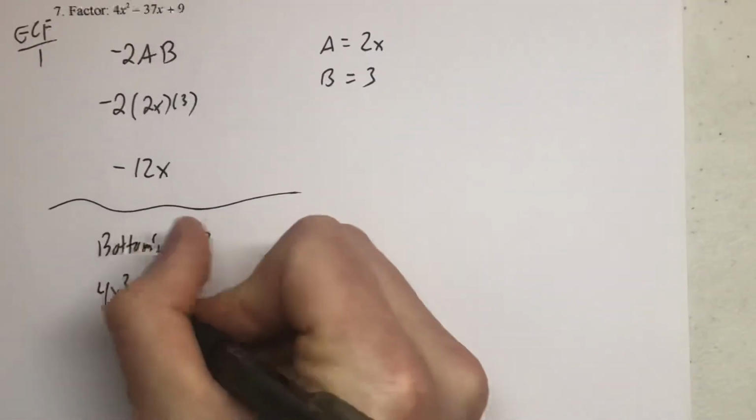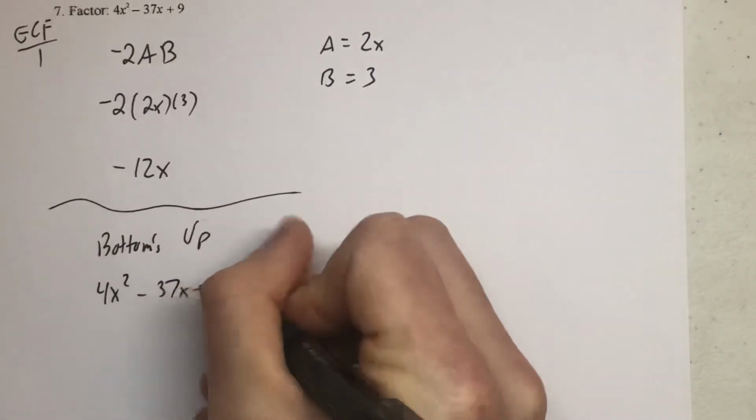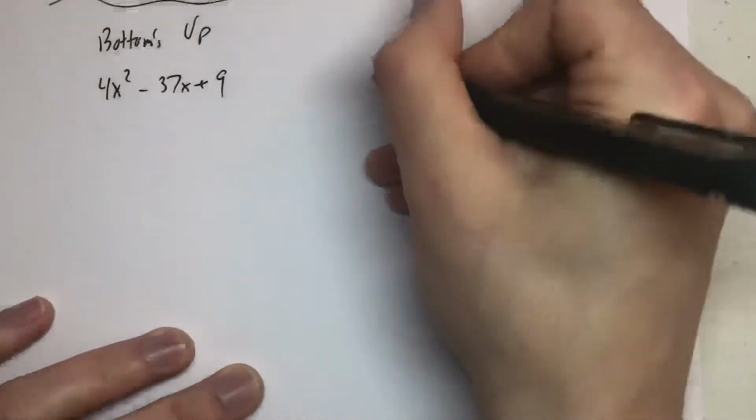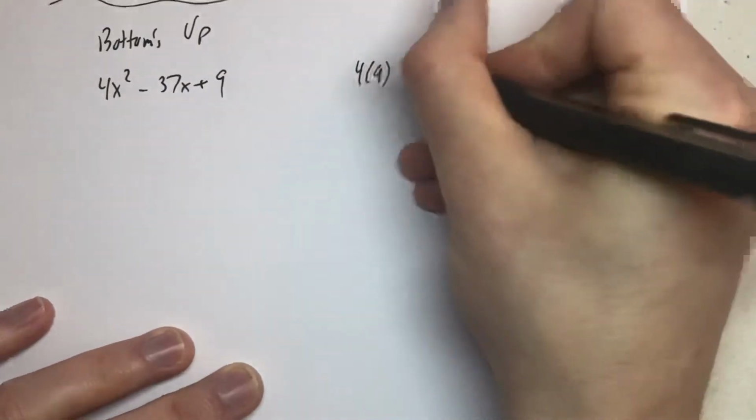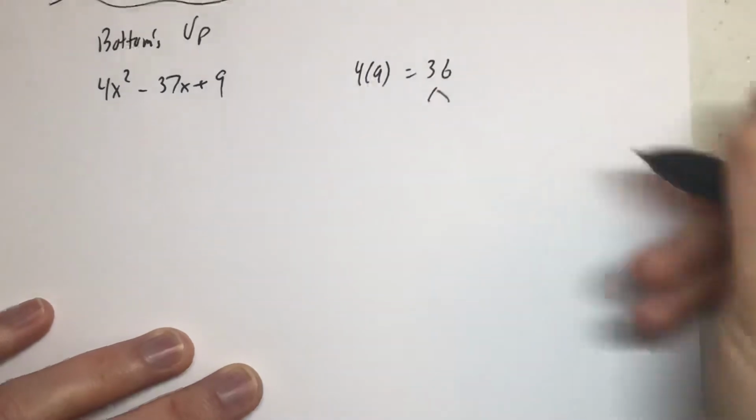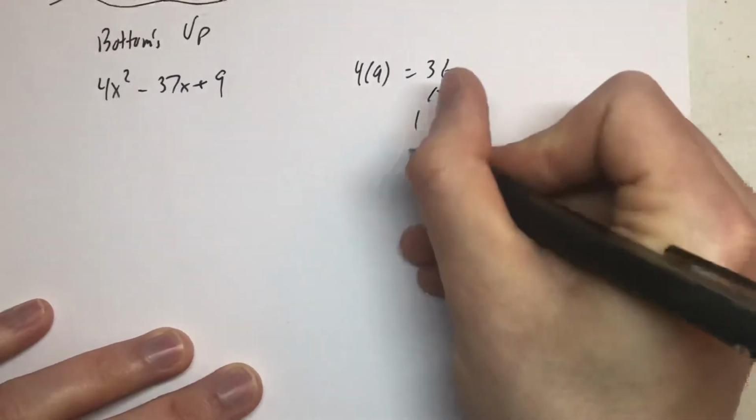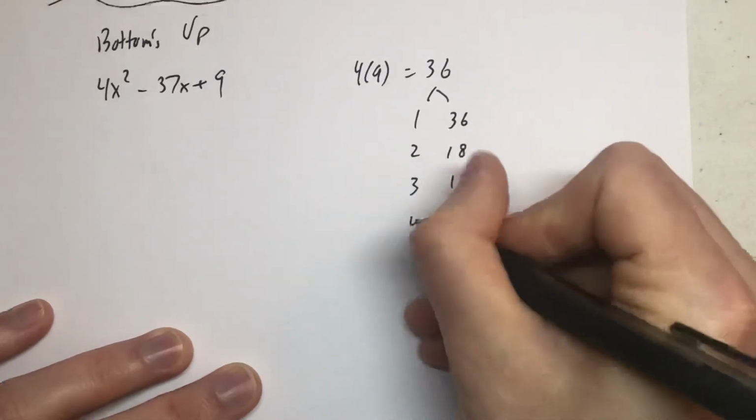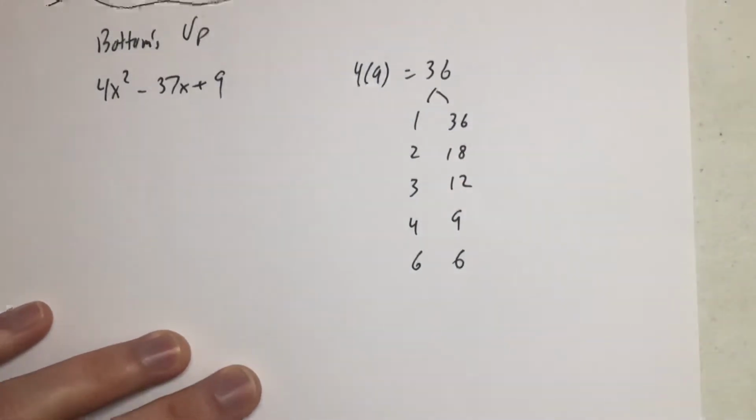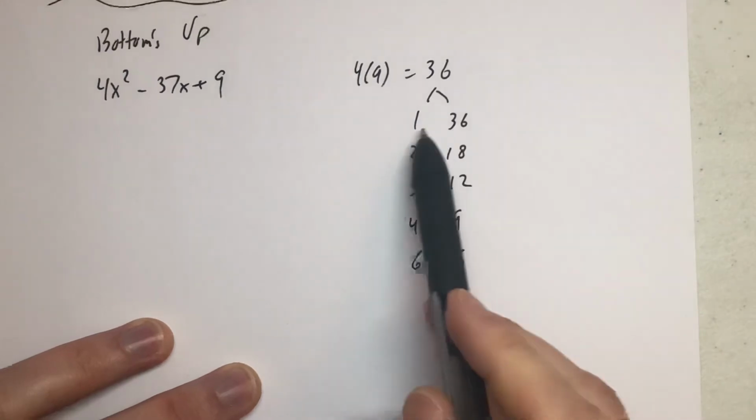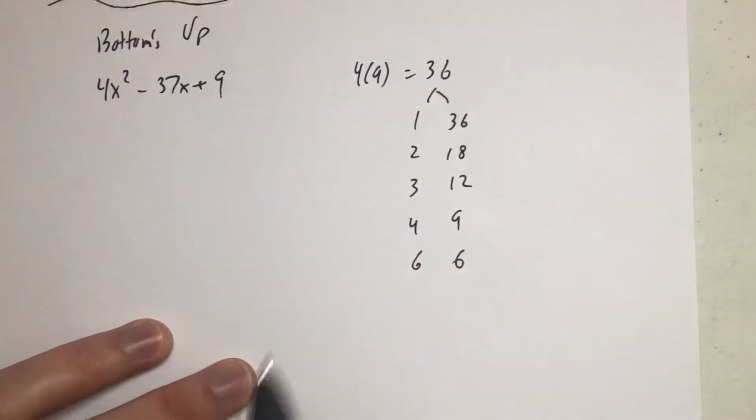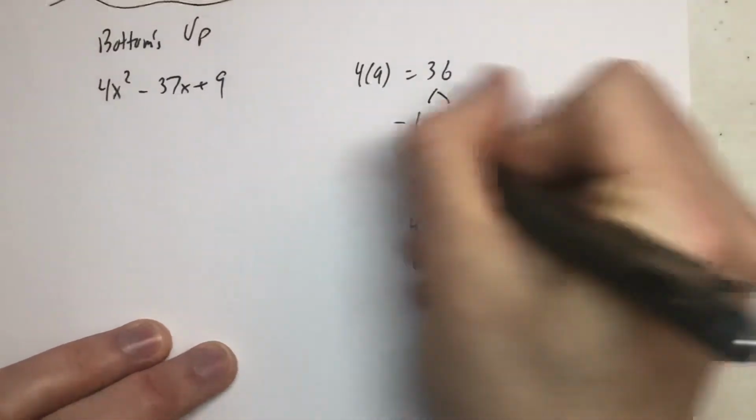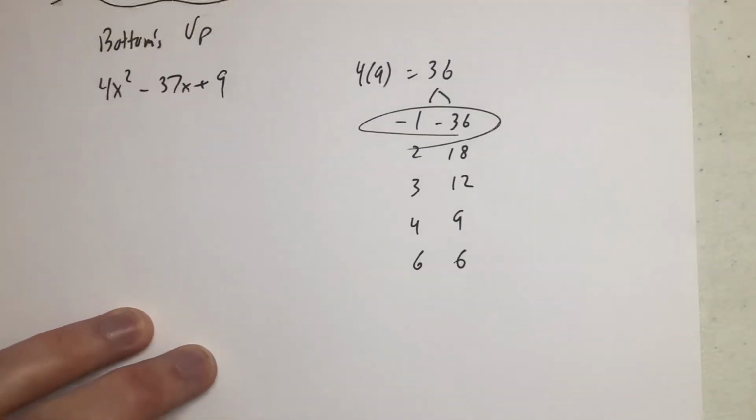So I'm looking at 4x squared minus 37x plus 9. Just going to write it again here. And so the bottoms up of 4 times 9 being 36. Looking at our various factors of 36: 1 and 36, 2 and 18, 3 and 12, 4 and 9, and 6 and 6. And for the bottoms up number game, numbers that multiply to a positive 36, add to a negative 37. Well, that turns out to be negative 1 and negative 36.